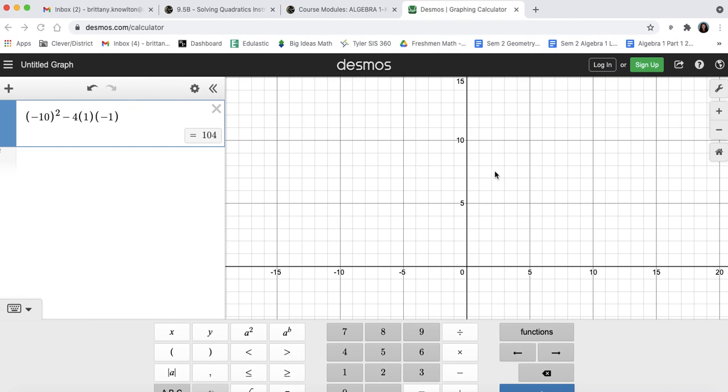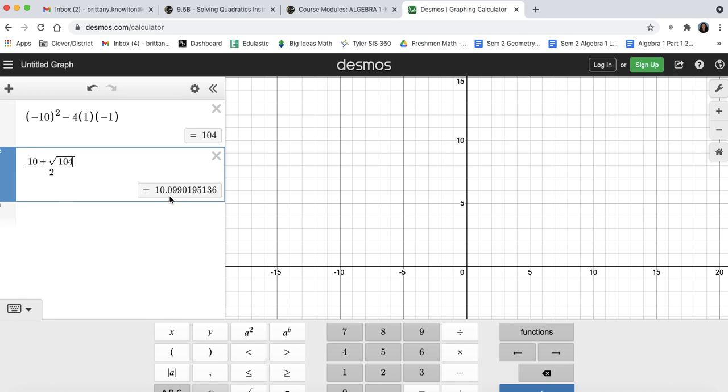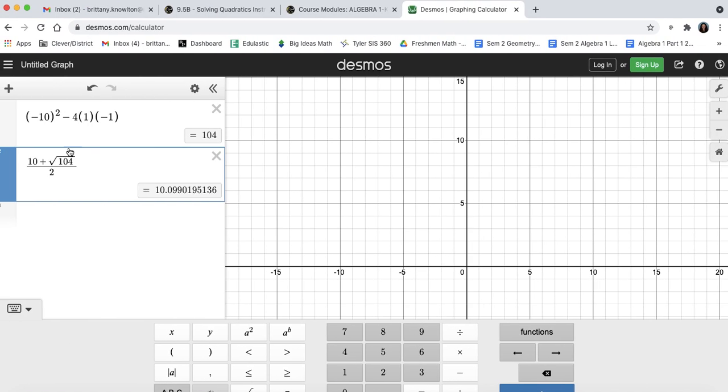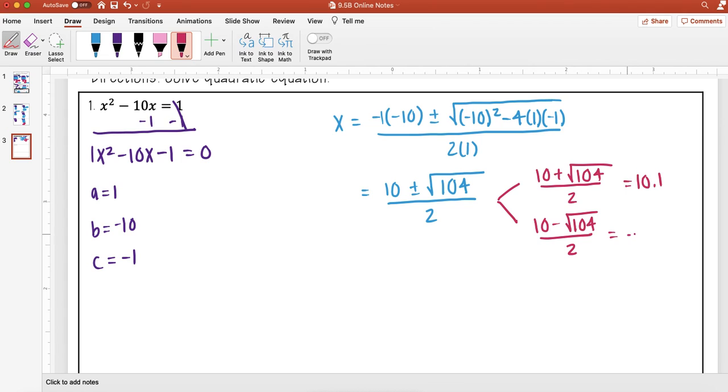And then I'm going to go ahead and type that into Desmos. And so I have 10. I'm going to go ahead and hit that slash button first to make my fraction. That's 2. And then I press the up arrow key and put in my square root. So rounding this to the nearest tenth, I get 10.1. Replace that plus with the minus, and I get negative 0.1. So my answers here are x equals 10.1, negative 0.1.